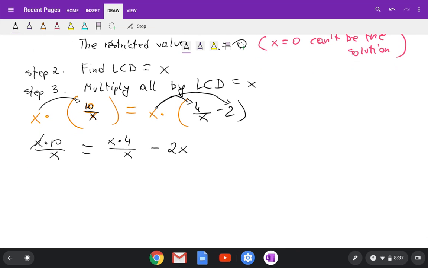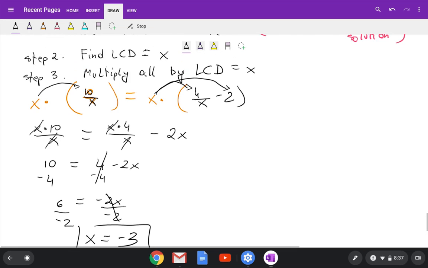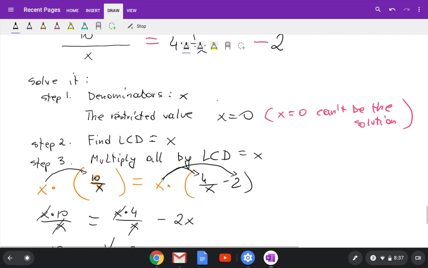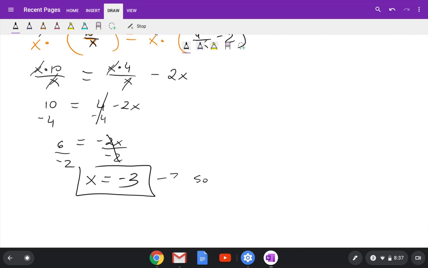Okay, so here x cancels, so we have 10 equals 4 minus 2x, and let's just solve for x. We're going to subtract 4 from both sides. We're getting 6 equals negative 2x, and just divide each by negative 2, and we're getting that x is equal to negative 3. Okay, so x equals negative 3, it's definitely not the restricted value, so that's going to be our solution. So the number from that problem is negative 3.